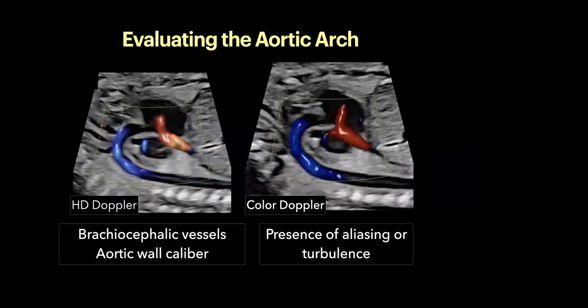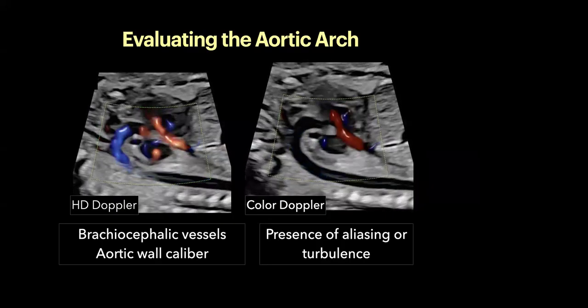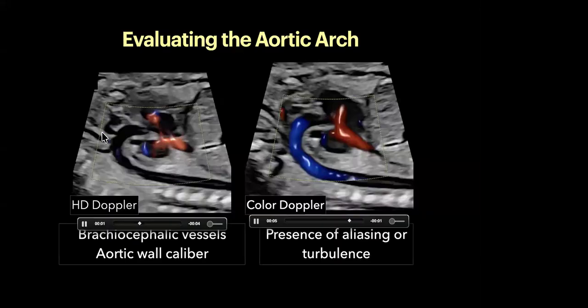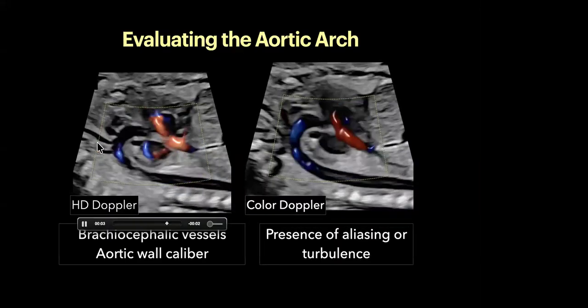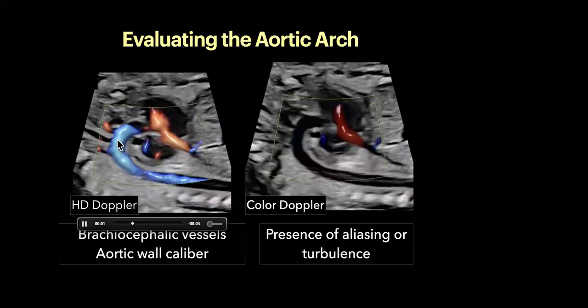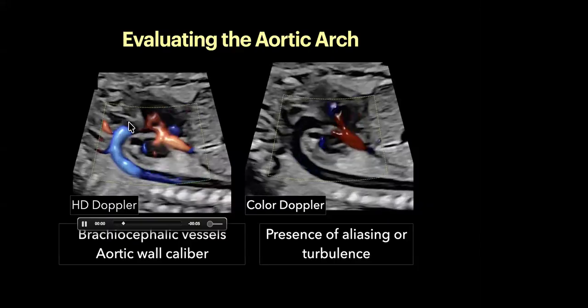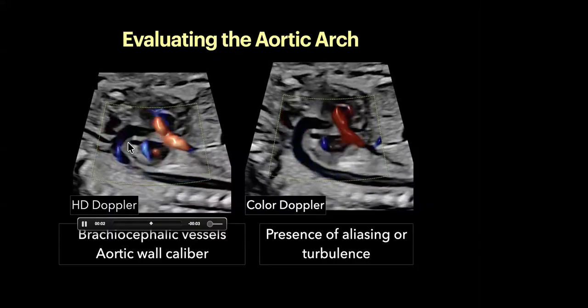So this is just an example of looking at the aortic arch. I love to use directional power Doppler, especially looking at the brachiocephalic vessels, because it allows me to evaluate them irrespective of right angles. I'm able to see these vessels really nicely, and it allows me to see the aortic wall caliber really nicely.